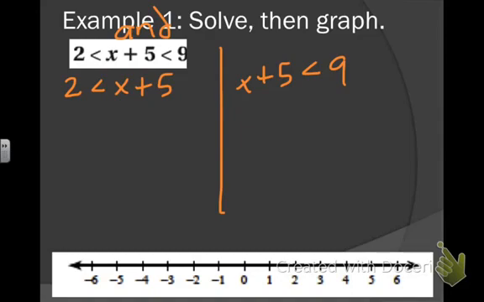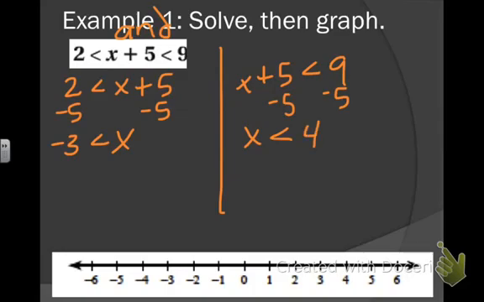So now I'm just going to treat them the same way I did my multi-step inequalities. So I'm going to subtract 5 from both sides. And 2 minus 5 is -3. And again, subtract 5 from both sides. And x is less than 9 minus 5 is 4.